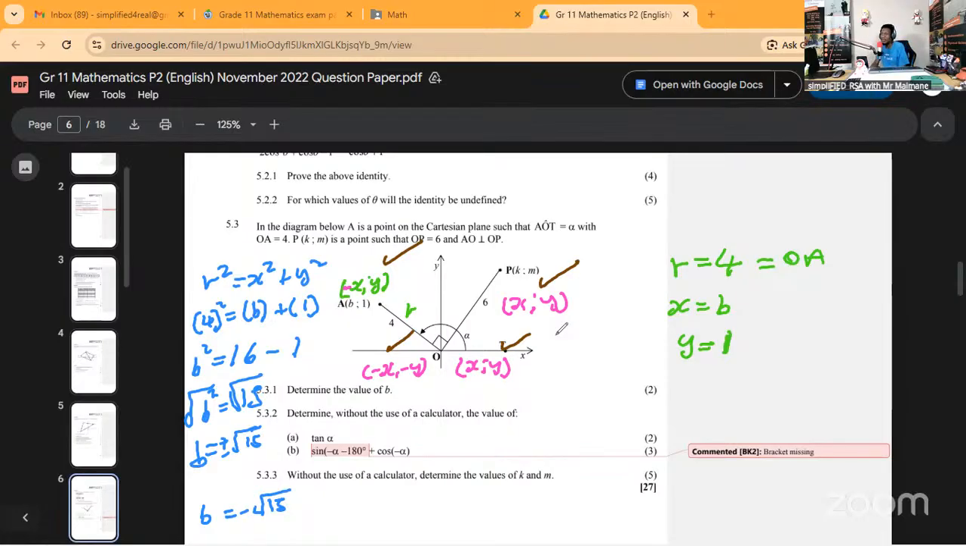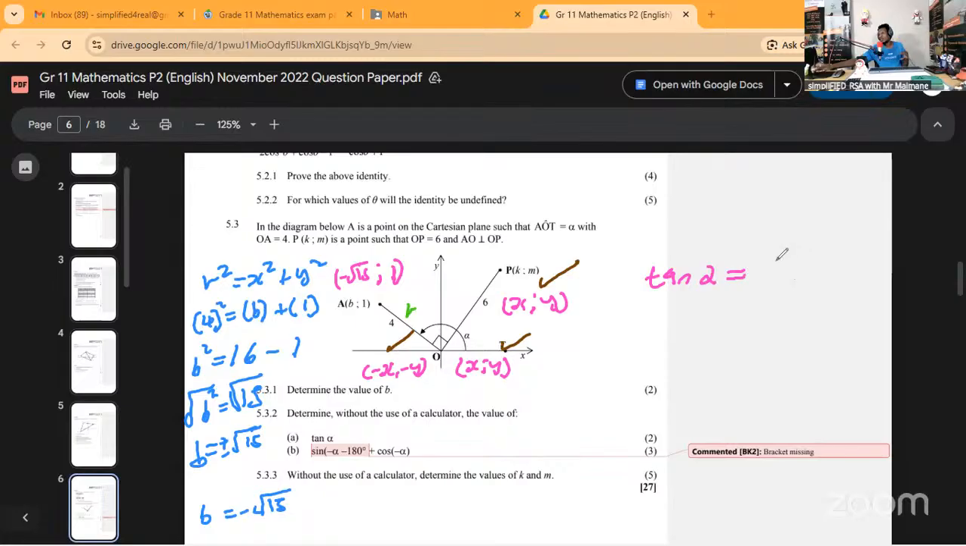Determine without the use of a calculator the values of. Now that we have our values, we are happy with everything. Let me substitute the values that we had there. I'm going to stick to square root of 15, so square root of 15 and 1. Now we need to get tan alpha.